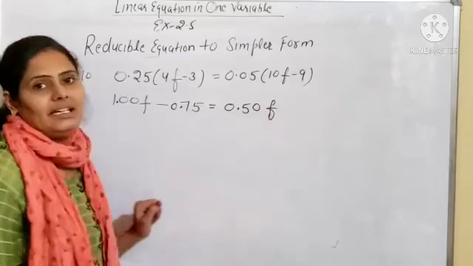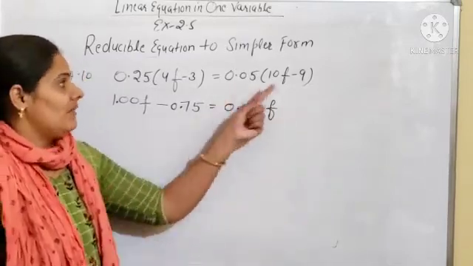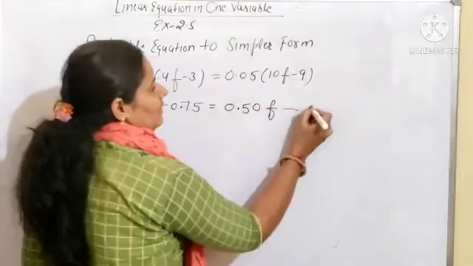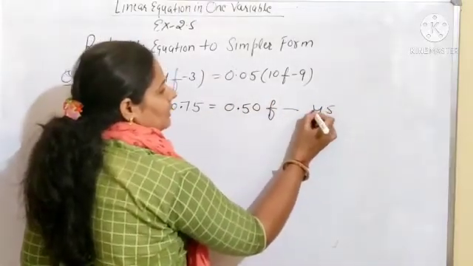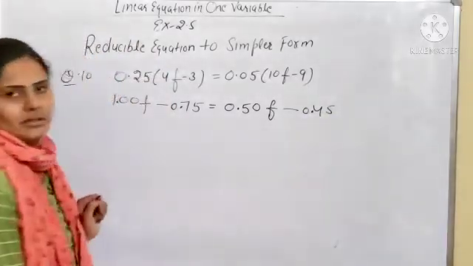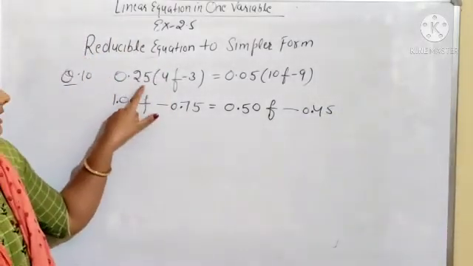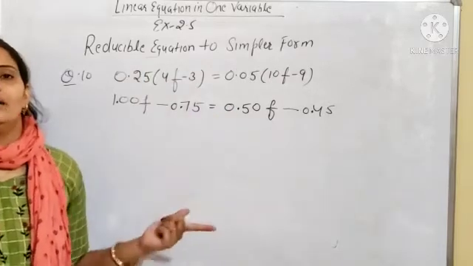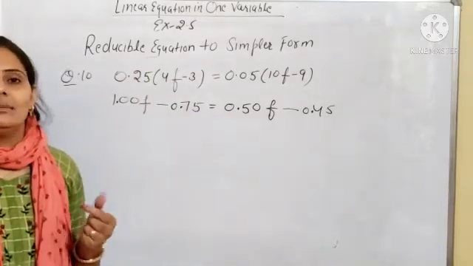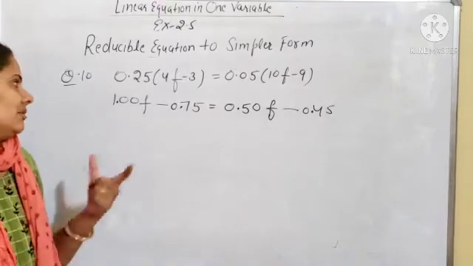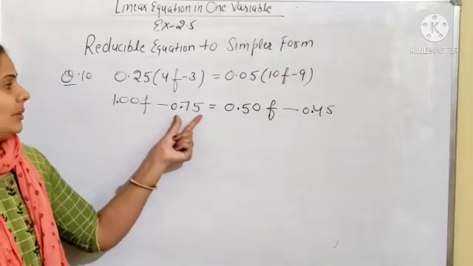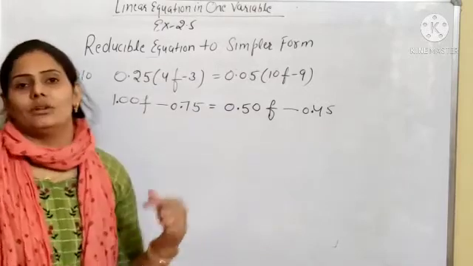F is given with that, so you will take the f also. After that the negative sign, so you will put it as it is. 9 into 0.05, it will be 45. After 2 numbers you will put the decimal. Clear? So after multiplication also you will put the decimal after 2 numbers. So here 1.00, it will be 0.75, 0.50 and 0.45.